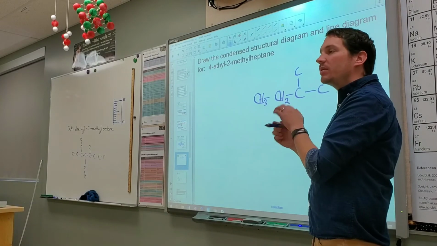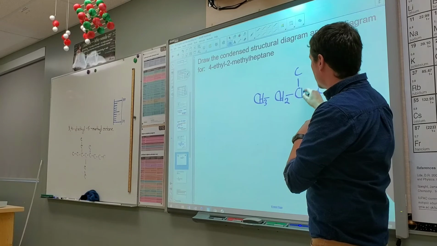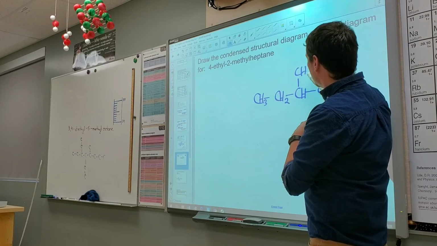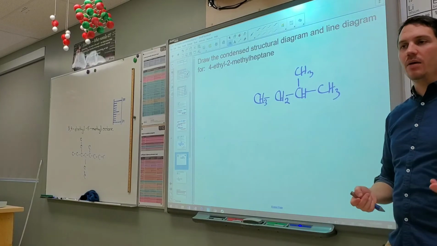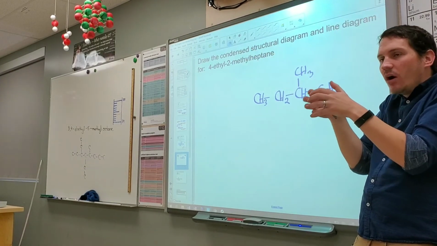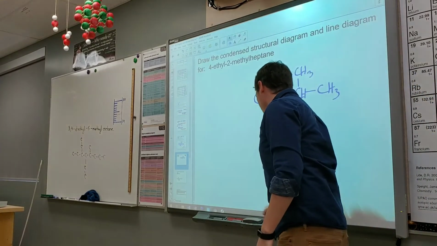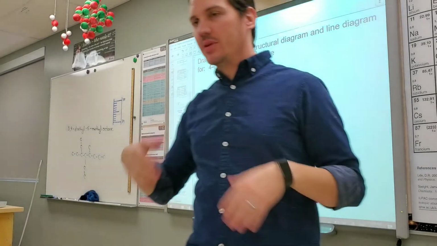Just leave yourself a little bit of room, that's all. How many hydrogens are on this carbon? 1. So CH, CH3, CH3, right? This is a condensed structural diagram. You're just taking the hydrogens and condensing them onto the carbons. So go ahead and draw this, and I'm going to walk around and try to help you.